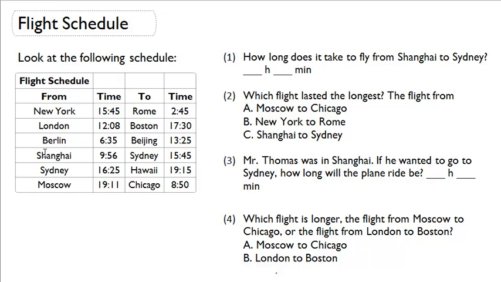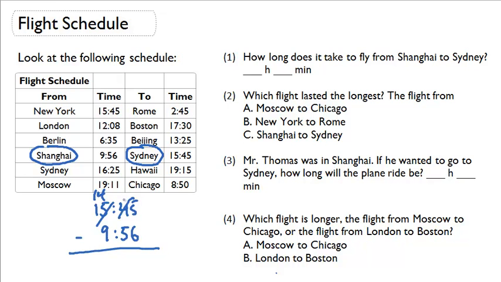Well, if we look at Shanghai on the schedule, right here, Shanghai to Sydney starts at 9:56 and ends at 15:45. So we can find the time difference by subtracting 9:56. Notice here that we're going to have to borrow an hour to make this 105. 105 minus 56 is how much? Well, it's definitely not 50, but it's 49. And 14 minus 9 is 5. So it should take 5 hours and 49 minutes.